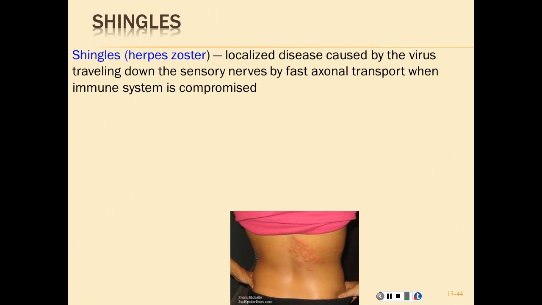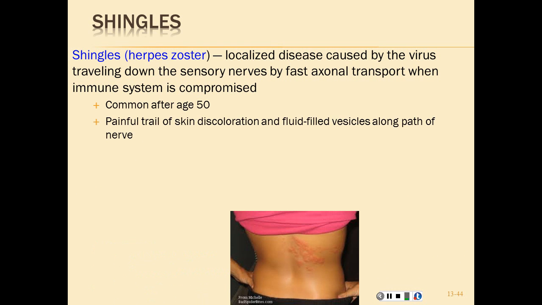Now, shingles has been on an uprise the last couple of years, maybe the last 10 years, I should say. And it's herpes zoster, and it's a localized disease because of the virus traveling down the sensory nerves by fast axonal transport when the immune system is compromised. It's common after the age of 50, but nowadays a lot of people are getting it earlier, like in their mid 40s, some in their 30s as well.